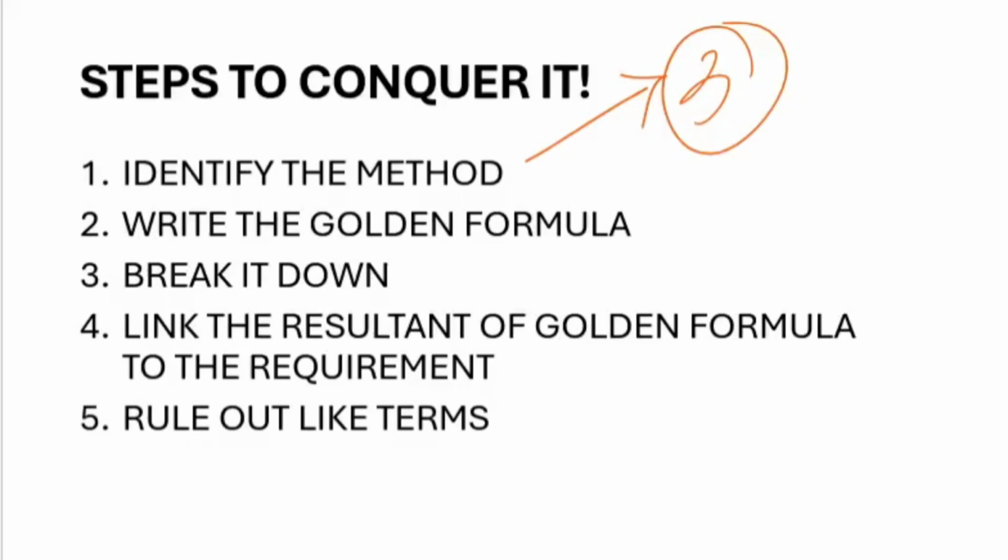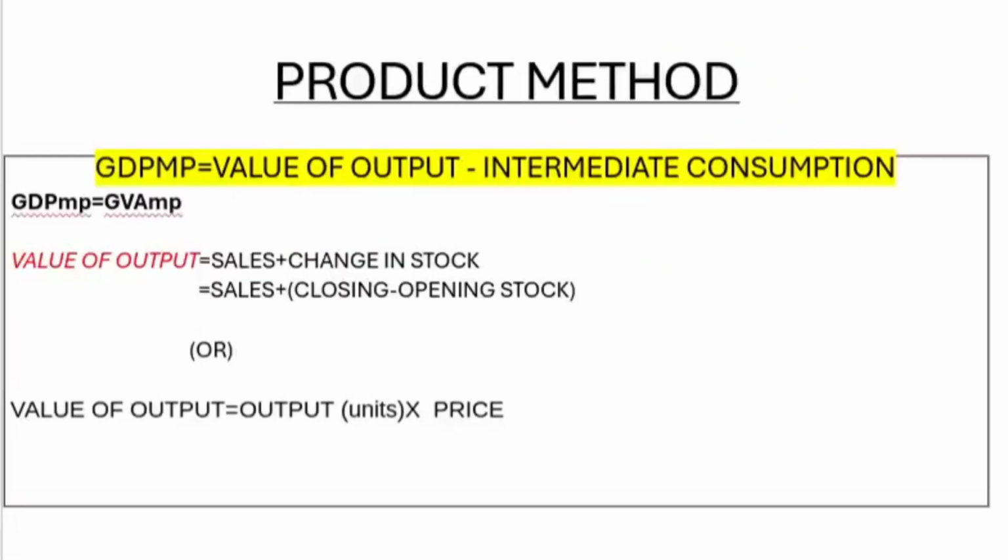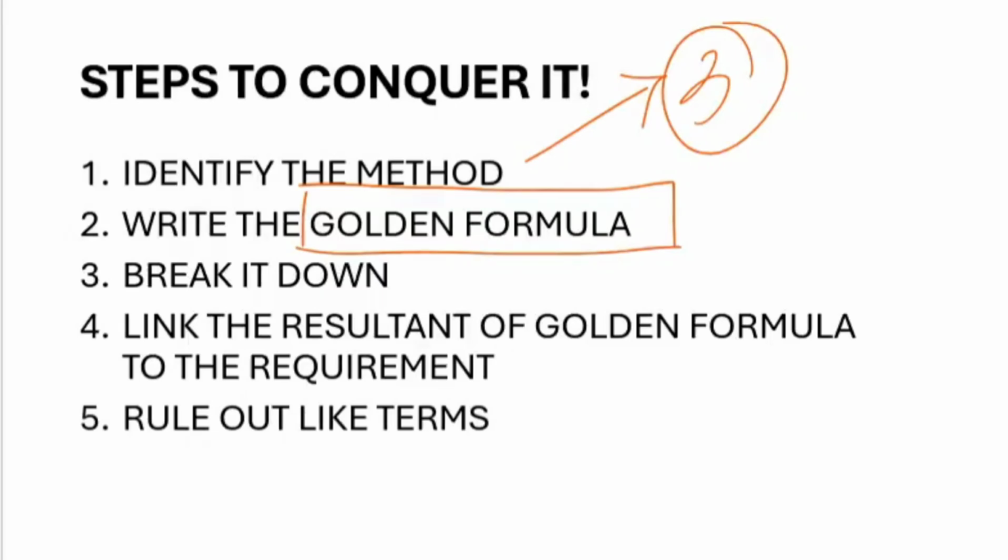Now the second one, that is basically writing the golden formula, which is the main formula of each and every method that we are going to use. For example, in the product method, GDP-MP is equal to value of output minus intermediate consumption. It is the main formula that we will use. Okay. Now the third one, that is we will break it down.